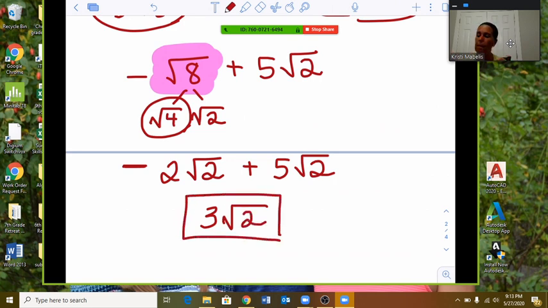So do not put a box around your final answer unless you know that this radical is completely simplified. Okay? Watch for that. All right, so give it a try with your 9 problems.